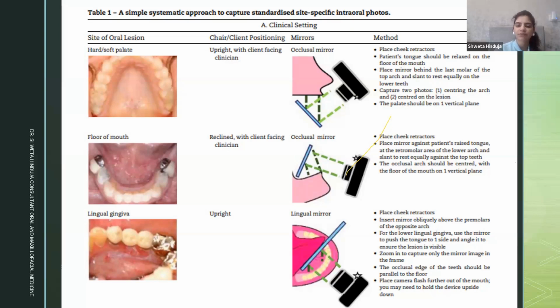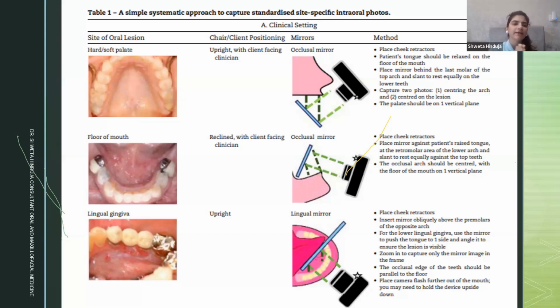So this was a paper that had defined how you can take pictures, and I thought that was very helpful. Maybe you can take a screenshot of this and keep it in your practice. Basically, it will tell you how to keep the patient position, how to hold the mirror, and how to retract the tissues to get the appropriate pictures.